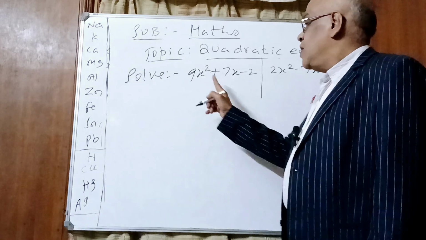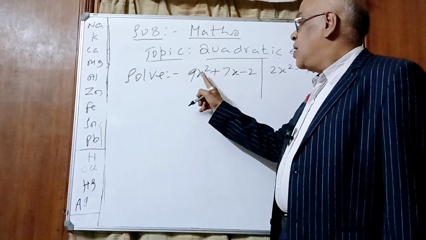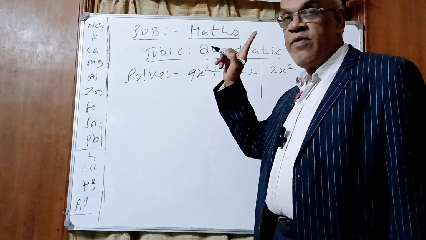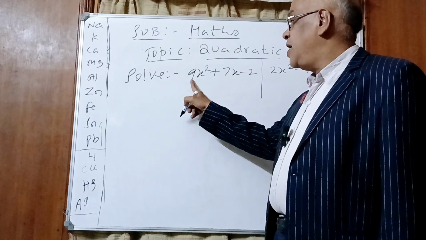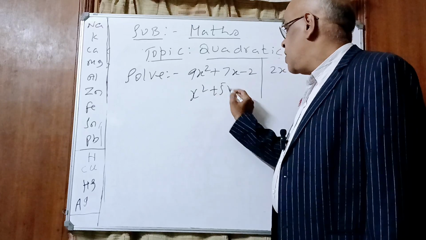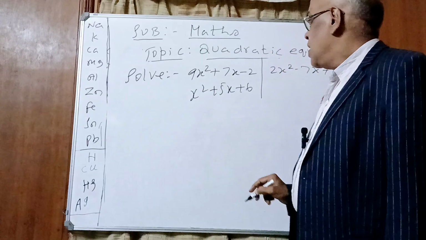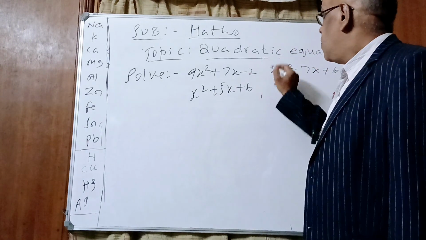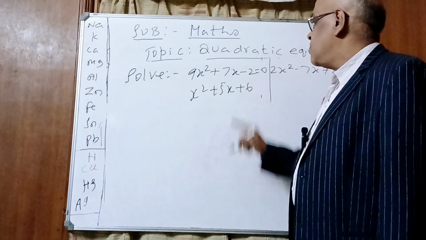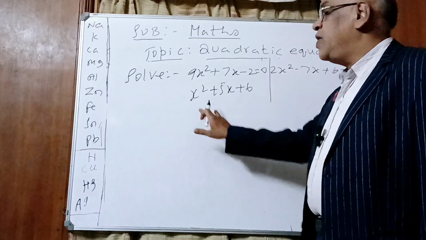Now see, children, what is the coefficient of x square in the standard form? a. What is the value of a here? 9. What was the first question I took? x square plus 5x plus 6. Yes or no? Now, what is the equation I have taken? 9x square plus 7x minus 2. What is the value of a here? 1.